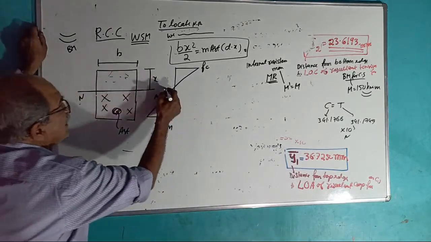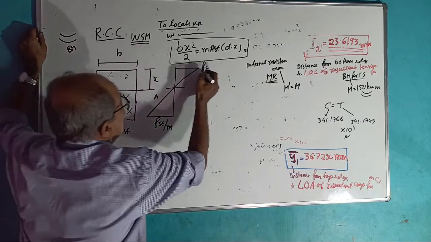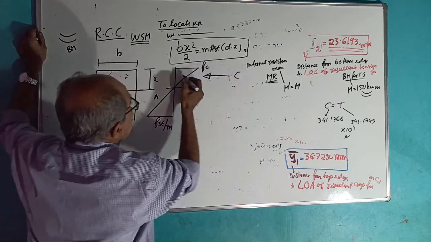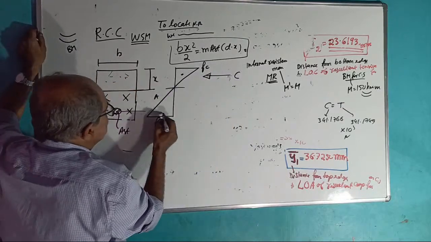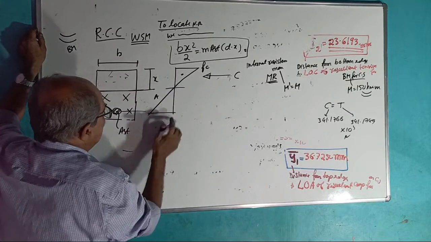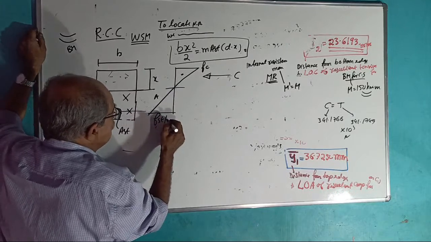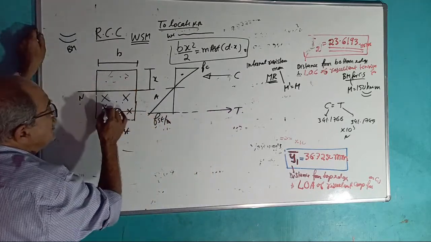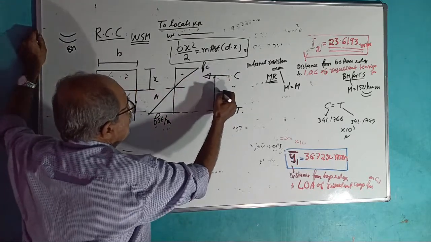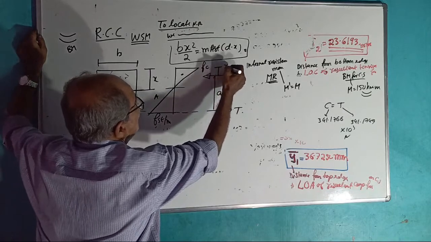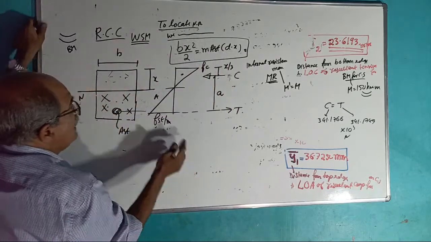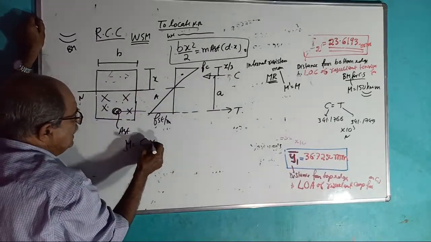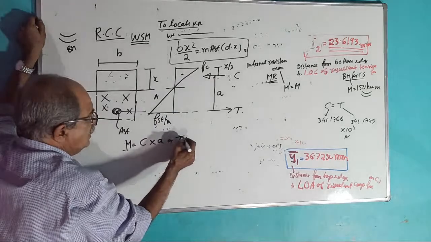Reason you worry later. Now, therefore, there is a resultant compression force here, C, which will pass through the CG. Tension force T, same level, is acting, because this is ignored. FST by M is my symbol. This is called lever arm A. This distance is x by 3. Then you write M equal to either C into A or T into A.